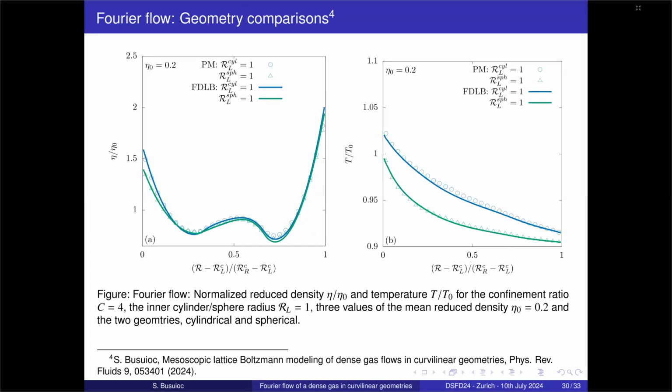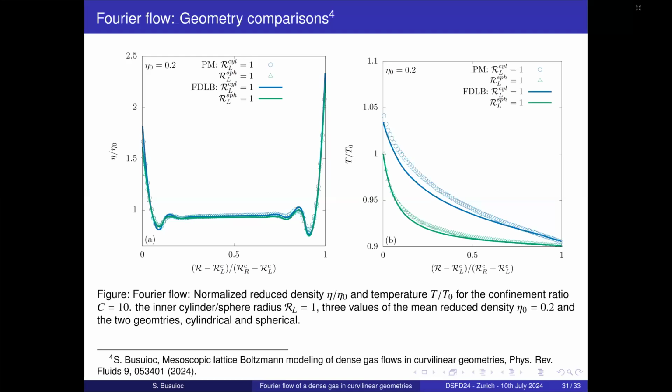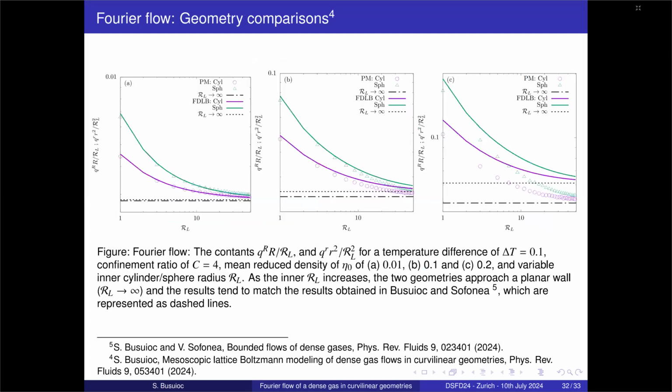And also in the Fourier case, we compare the two geometries, so cylindrical and spherical, for the same parameters. So this is for small confinement, so C equal to 4, and the highest density that we had, and we get quite a good agreement. And this is for C equal 10, so less confinement in our space. And then the last thing that one sees is the heat flux between the cylinders and spheres.